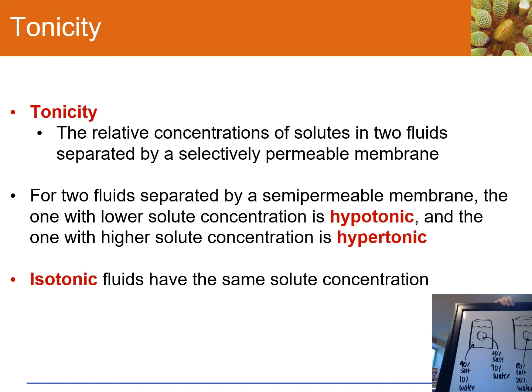So for the first one, we would go from 70 to 10. That would go from inside the cell to outside the cell. And so hypertonic is, it would shrink.